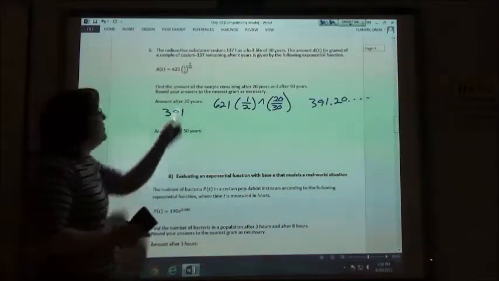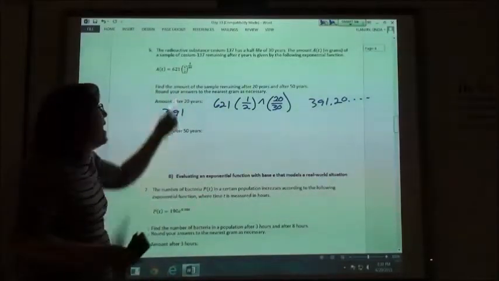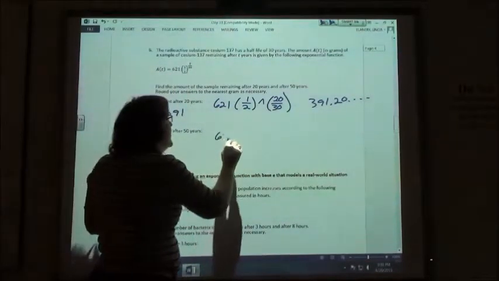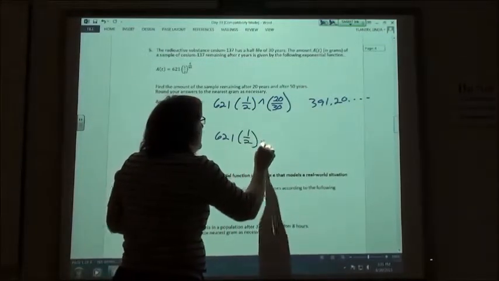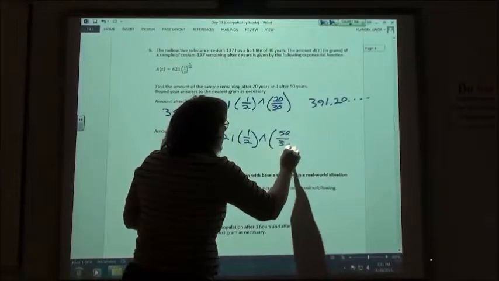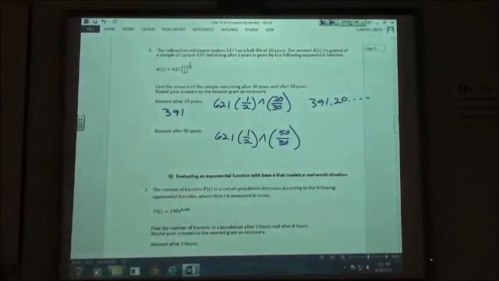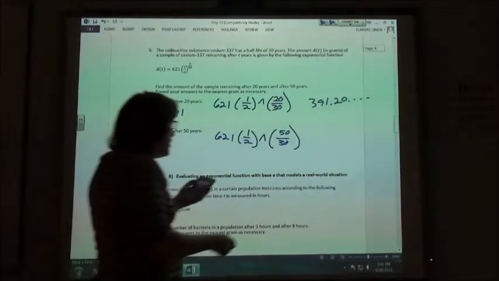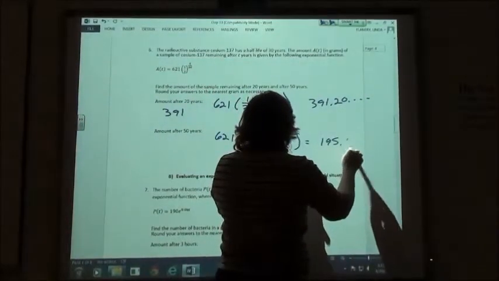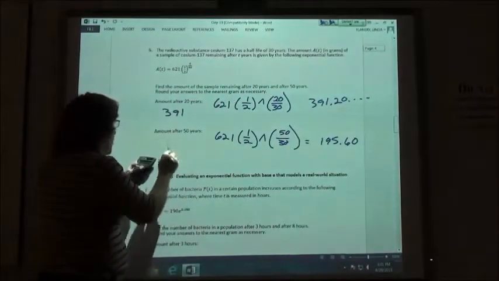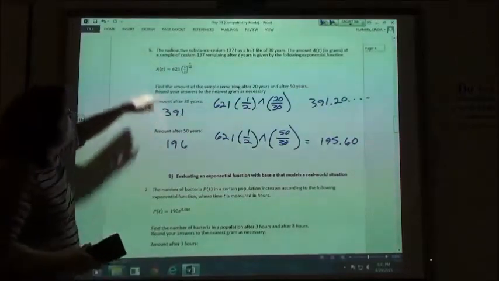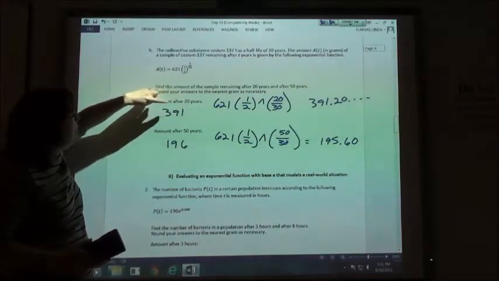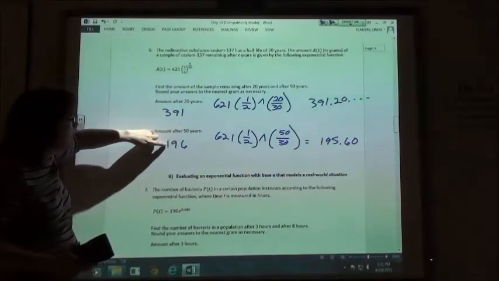After 50 years, well 50 years is more than 30, so I should have less than half of my 621 left over. 621 doing the half-life of 50 out of 30. So 621, half, caret key, in parentheses 50 over 30. Doing my calculation, I get 195.60, so I've got to round that off to 196. So I started with 621. After 20 years, I'm at 391. After 50 years, I'm down to 196.